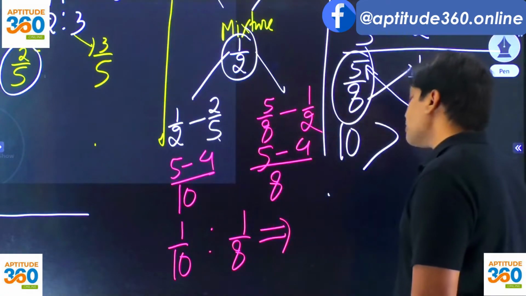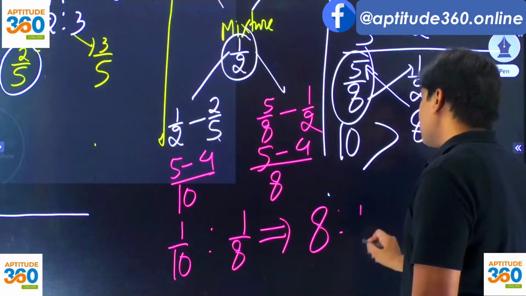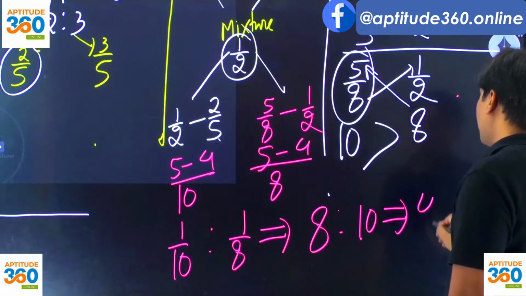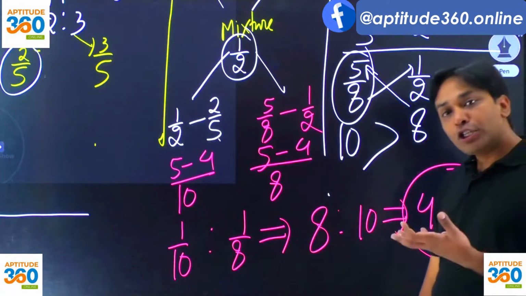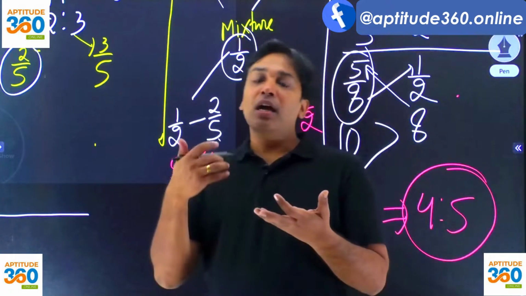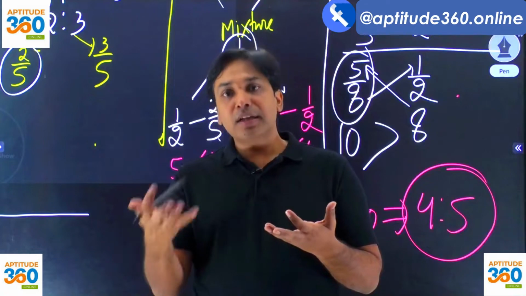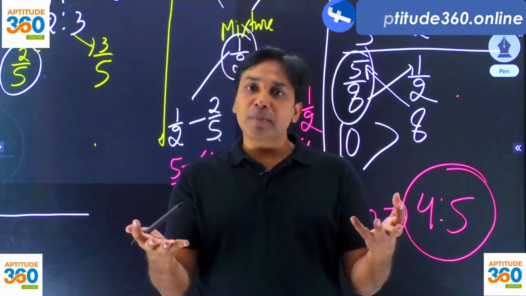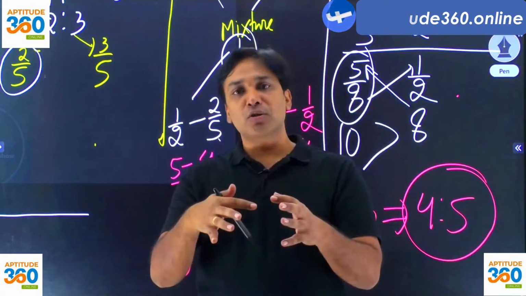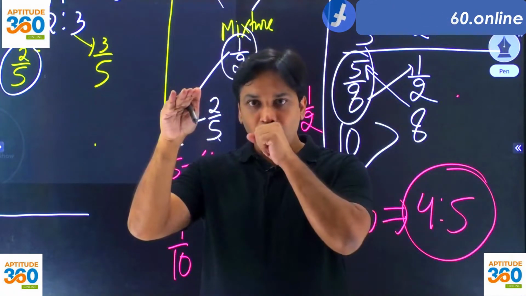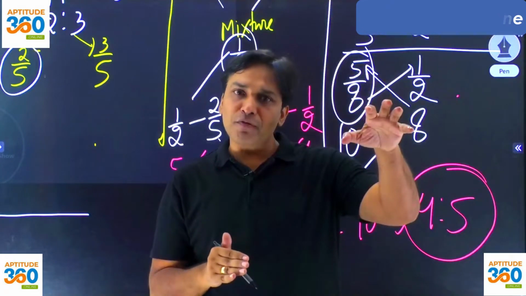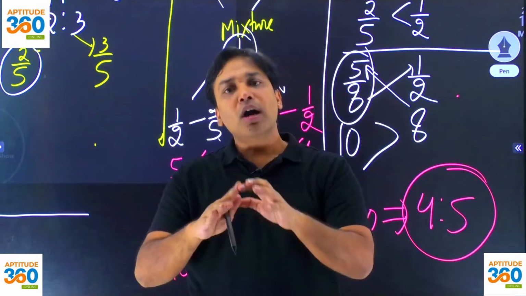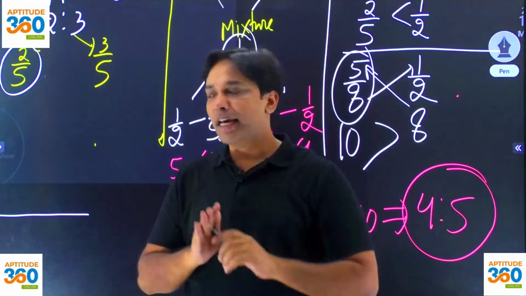And if you do the cross multiplication, how do you simplify this? 8 is to 10, and this is nothing but 4 is to 5. What is the interpretation of writing 4 is to 5? It means that the content of vessel A and the content of vessel B should be mixed in a 4 is to 5 ratio. That is, if you are taking 4 liters of vessel A, then you should be taking 5 liters of vessel B. Pour both of these together, and it will be half water, half milk.